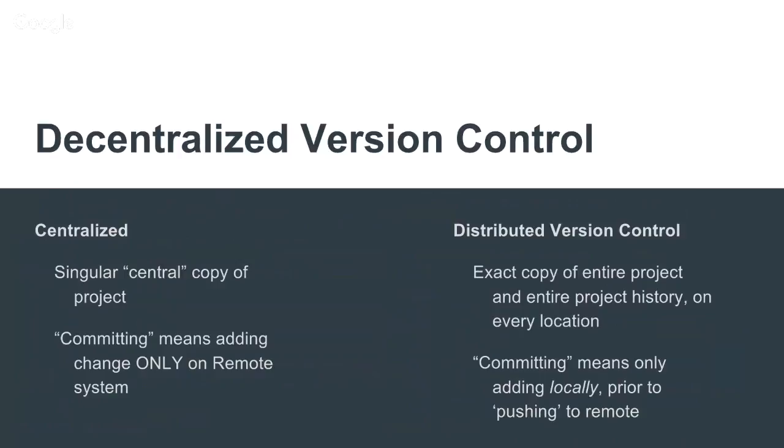So committing in Git means you're committing locally. If you say git commit, it only exists on your local computer. When you want it to be out on your remote, out on GitHub, you would then push that branch and all changes, all commits on that branch, out to your remote.